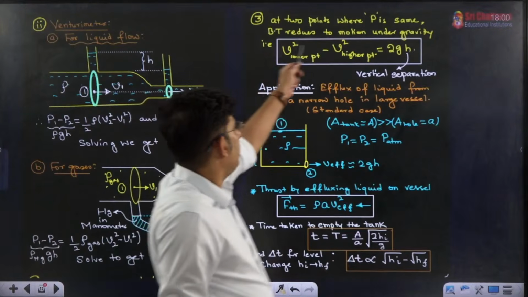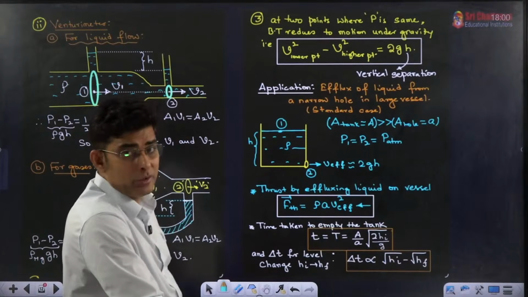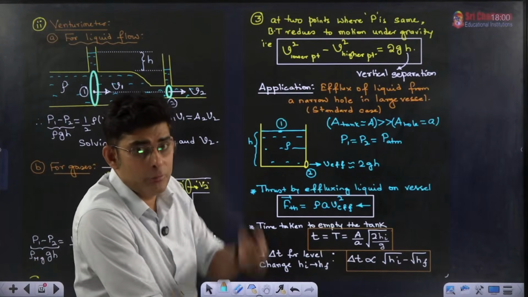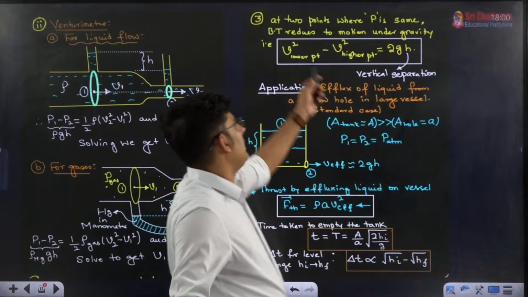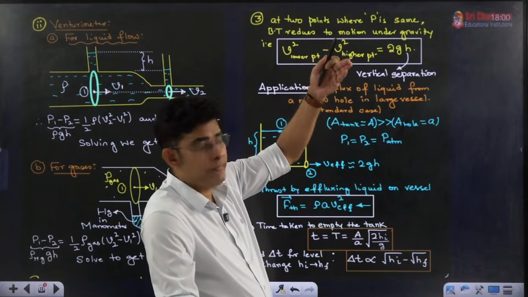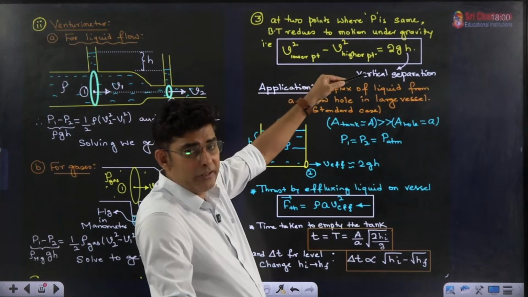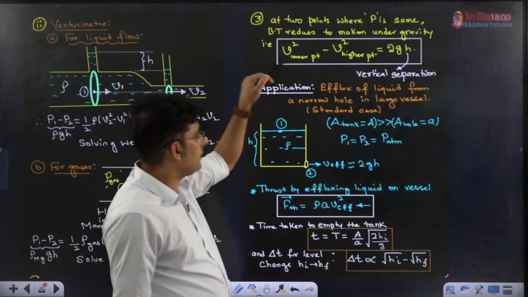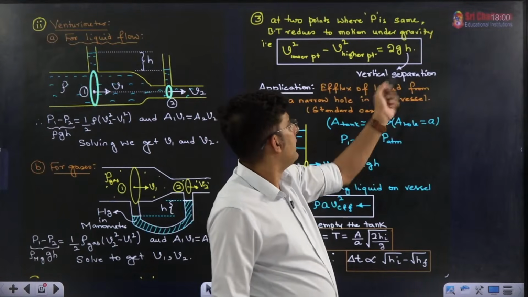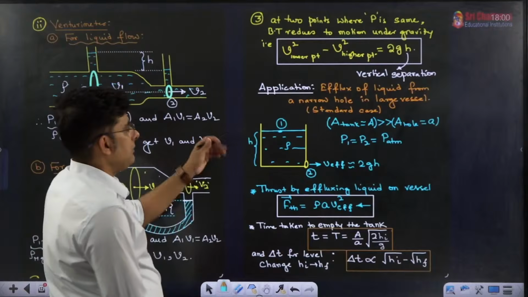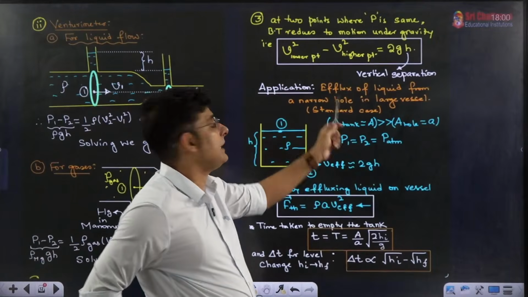Third important case: if the pressure at two points is the same. Suppose, for example, both points are open to the atmosphere, so pressure is atmospheric. So P atm cancels, then rho will also cancel. So the entire Bernoulli's theorem will reduce to motion under gravity. Motion under gravity means when you are coming down, speed will increase, when you go up, speed decreases. So that's it. V at the lower point, whichever point is lower where you are applying Bernoulli's theorem, V square minus V square at the higher point will become equal to 2gh, where h is the vertical separation. Simple.